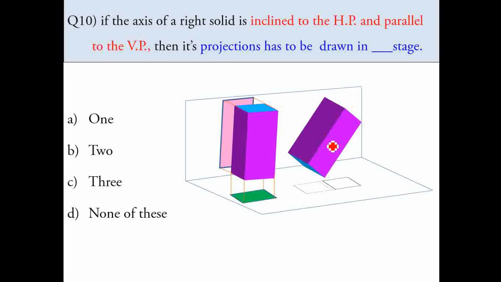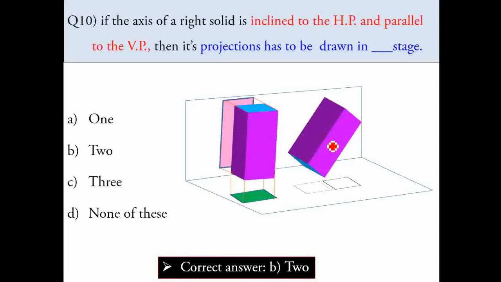In the first stage, we draw the true shape of the base and the front view, or whatever views are there. And in the second stage, we consider the actual inclination of the axis. So the correct answer is option two, two stages.